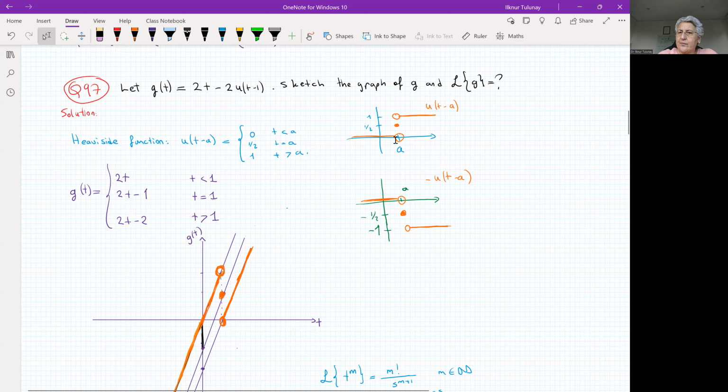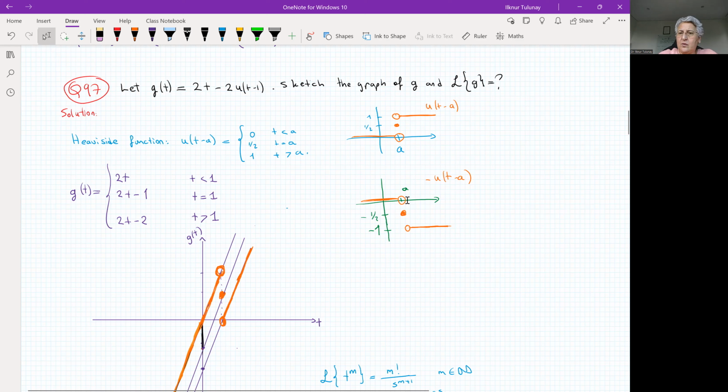Up to a is a graph, and then at a, I have only one point, 1 over 2. And then for t bigger than a is just 1. That's the 1, so that line segment. If you take the negative of this function, then you will have 0, minus 1 over 2, minus 1. That will just flip in that fashion.